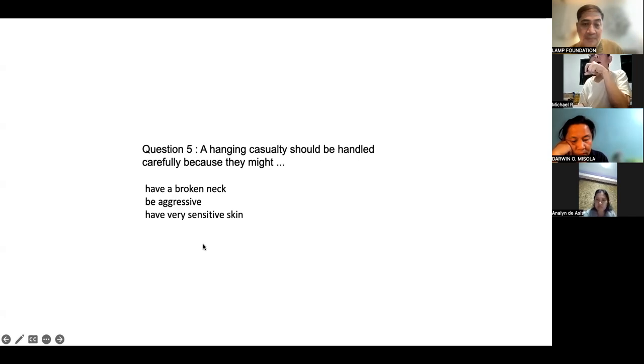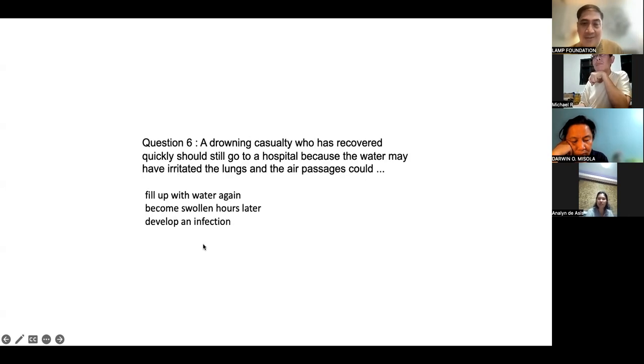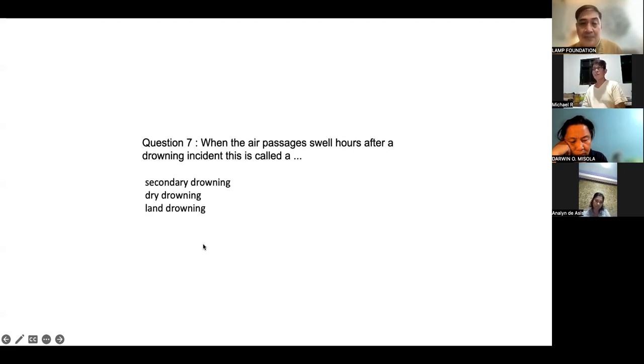Not very sensitive. Have a broken neck. Okay. A drowning casualty who has recovered quickly should still go to a hospital because the water may have irritated the lungs and the air passages could become swollen hours later. Yes. Kailangan talaga, kahit naka-recover na sa drowning, you have to bring the casualty to the hospital. Yes. When the air passages swell hours after a drowning incident, this is called? Secondary drowning. Secondary drowning.